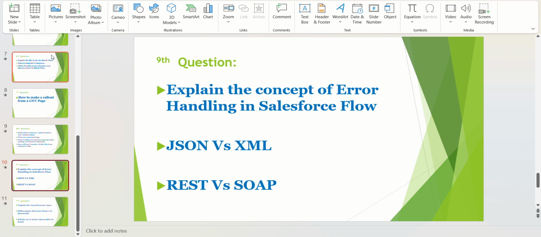Then I was asked about the concept of error handling in Salesforce flow. So I had to explain how we basically take care of errors in flows. Then the question was to differentiate between JSON versus XML, and REST versus SOAP.